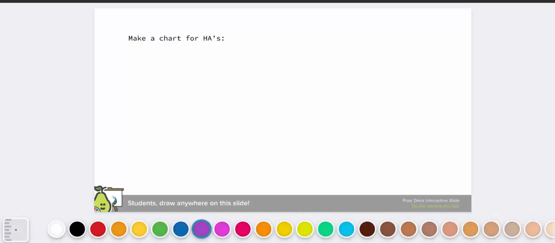Alright, so you're going to make a chart for your HAs. We could add in the OAs as well then. What do we do and how's that work? So we're going to try and get something on here to think about your thinking. So pause it now and get something on your chart.